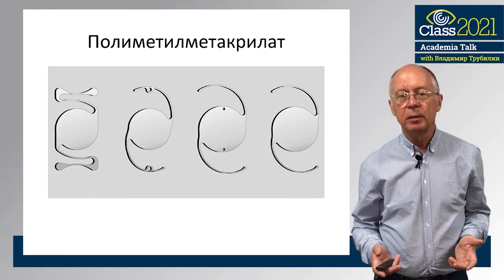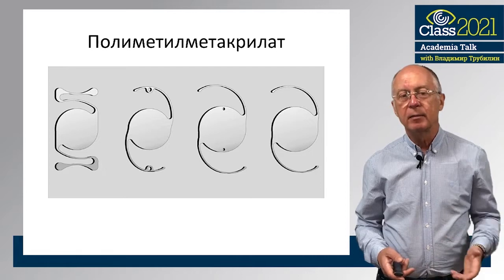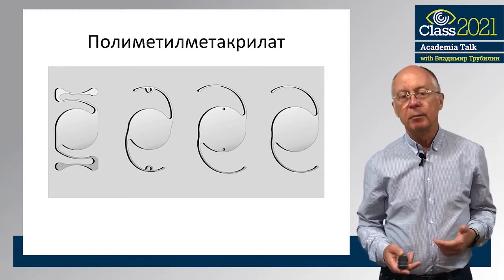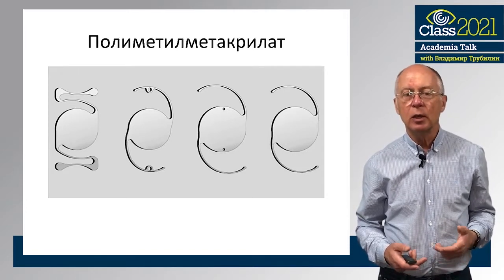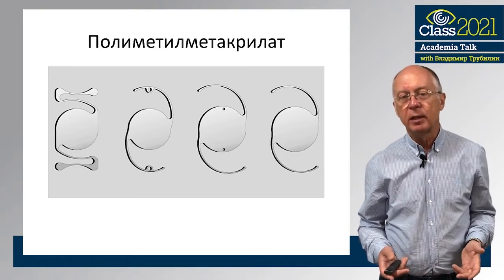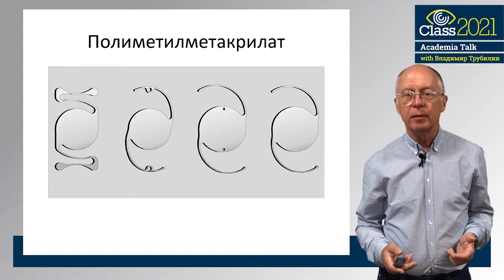Now then, lenses made from polymethyl methacrylate. On the left-hand side of the slide, you can see the anterior chamber IOL. It is quite a well-known model and was widely used in the past as well, and perhaps the only version of the anterior chamber lens which is still relevant.